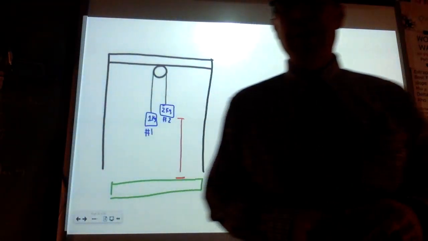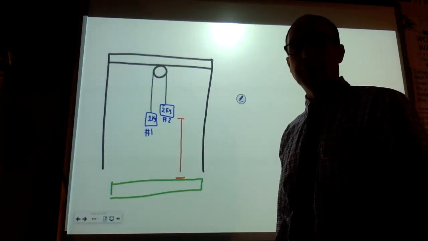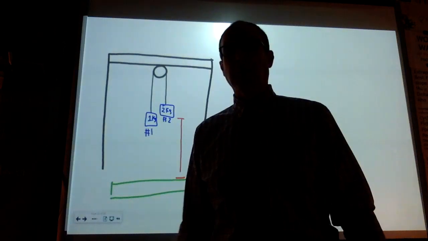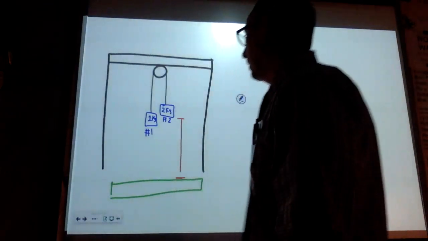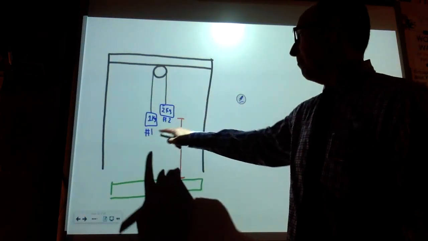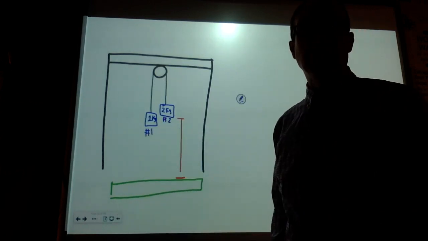Hey guys, this is going to be a quick review of calculating an Atwood machine's acceleration, and then also a little bit of kinematics review too, to help you with the lab. All right, so we're going to start with a 1 kilogram weight and a 2 kilogram weight. I numbered the 1 kilogram weight 1, the 2 kilogram weight 2.